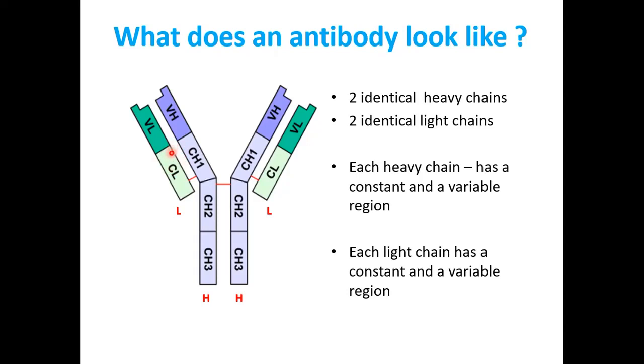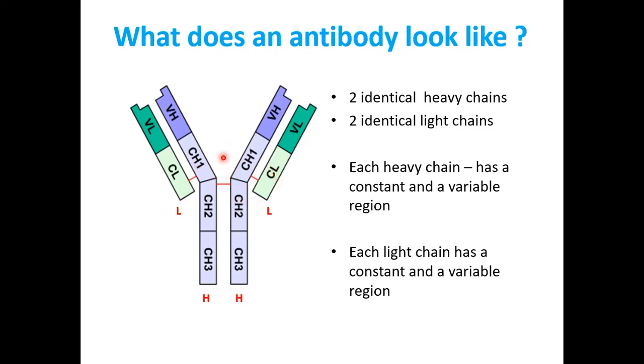Now since these are polypeptides, the amino terminal, the N terminal of this polypeptide chain, is present at the tip and the C terminal of these polypeptide chains is present at the base of each polypeptide chain. As you can see in this image, these chains are assembled into a Y-shaped structure. Each light chain is attached to the heavy chain by means of a single disulfide bond, and the heavy chains are connected to each other via two disulfide bonds in the mid region.